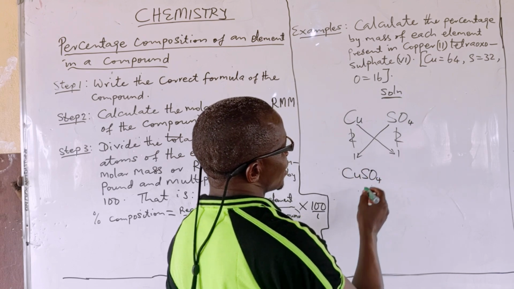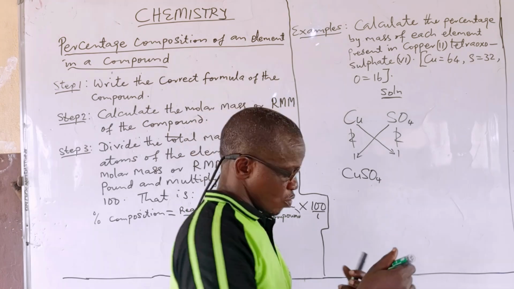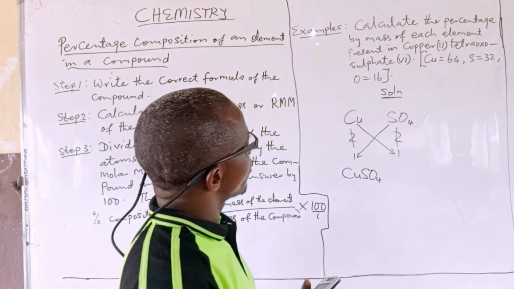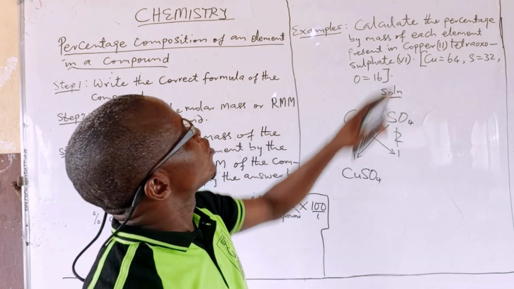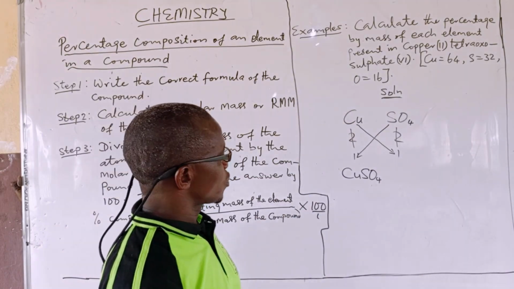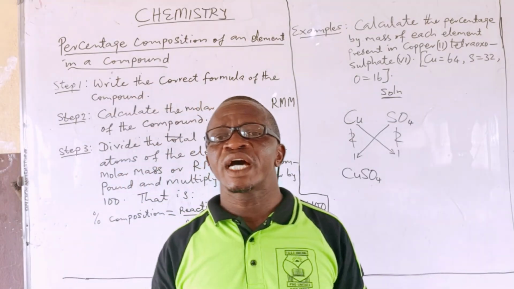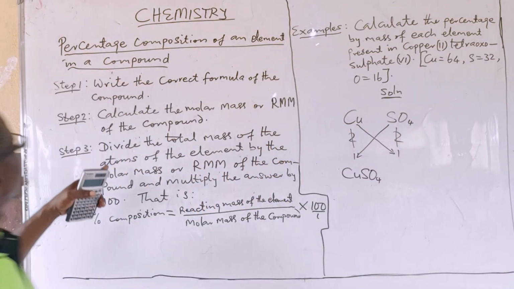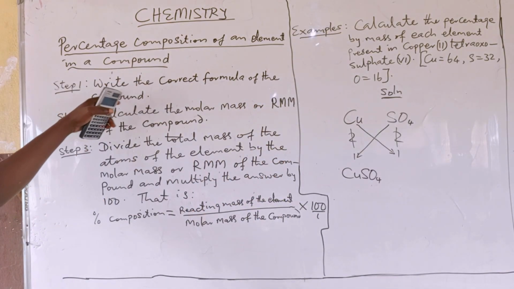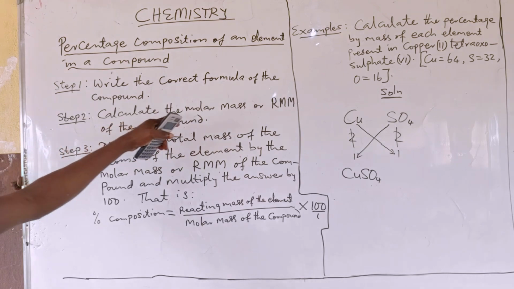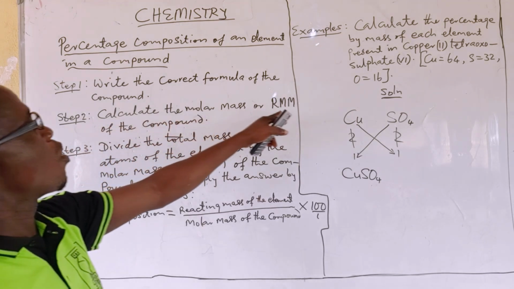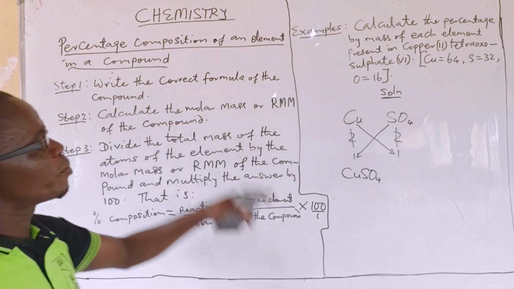CuSO4. Remember, I said no need to write the 1. Okay, so that is the compound that you are looking for, the chemical formula of copper 2 tetraoxosulfate 6. Having known that, you have written the first, you have passed the first step. The second step is calculate the molar mass or relative molecular mass of the compound.